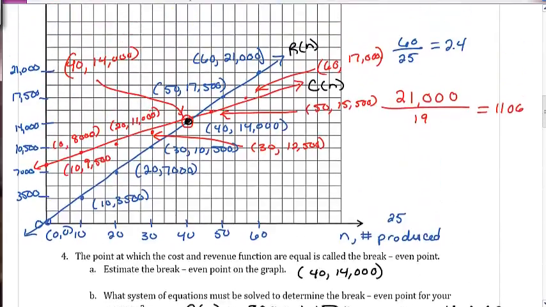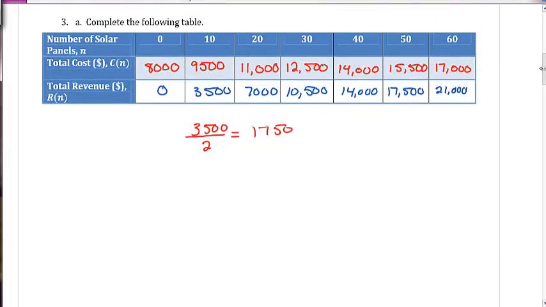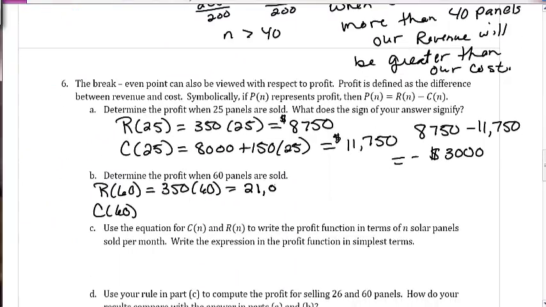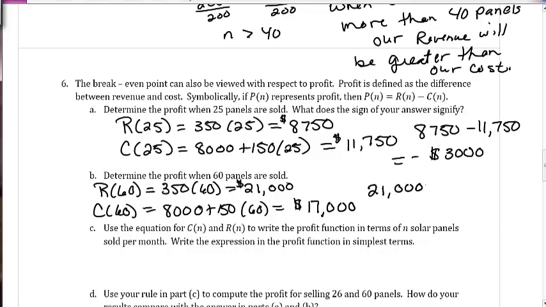And actually, I think we have those numbers up in our table, so why redo something? So the revenue will be 21,000. And the costs, 8,000 plus 150 times 60, will give us 17,000. Take the revenue minus the cost, that will be 21,000 minus 17,000, and we get 3,000.